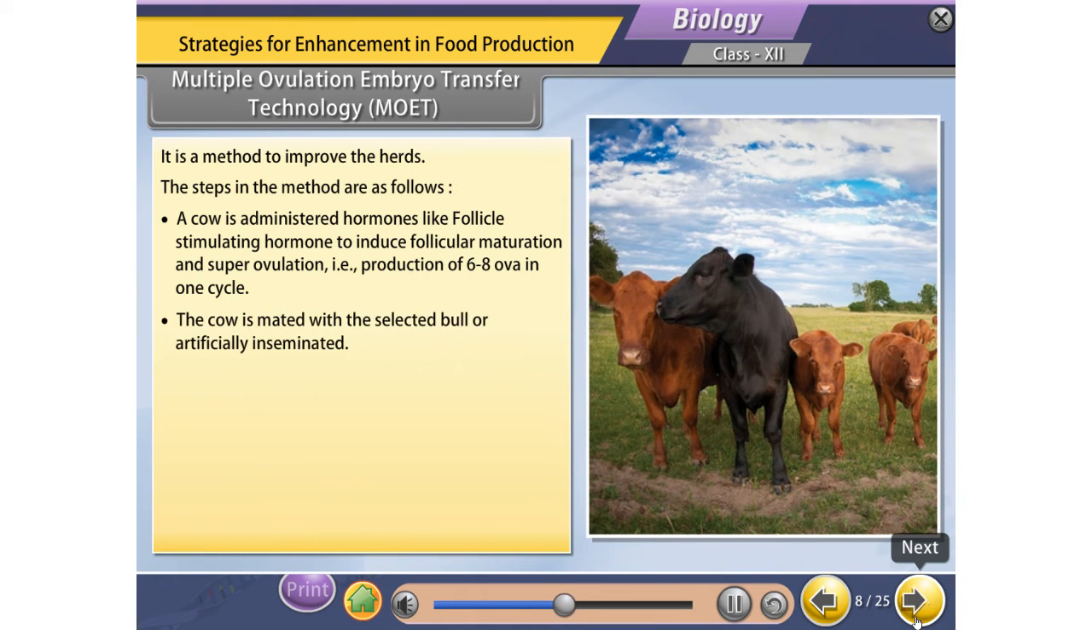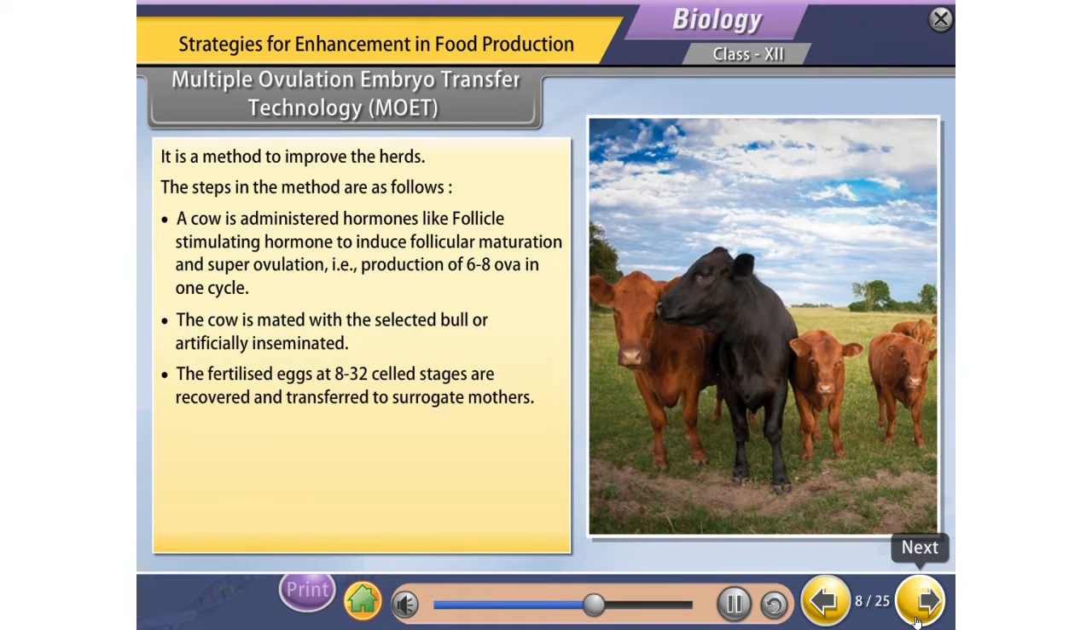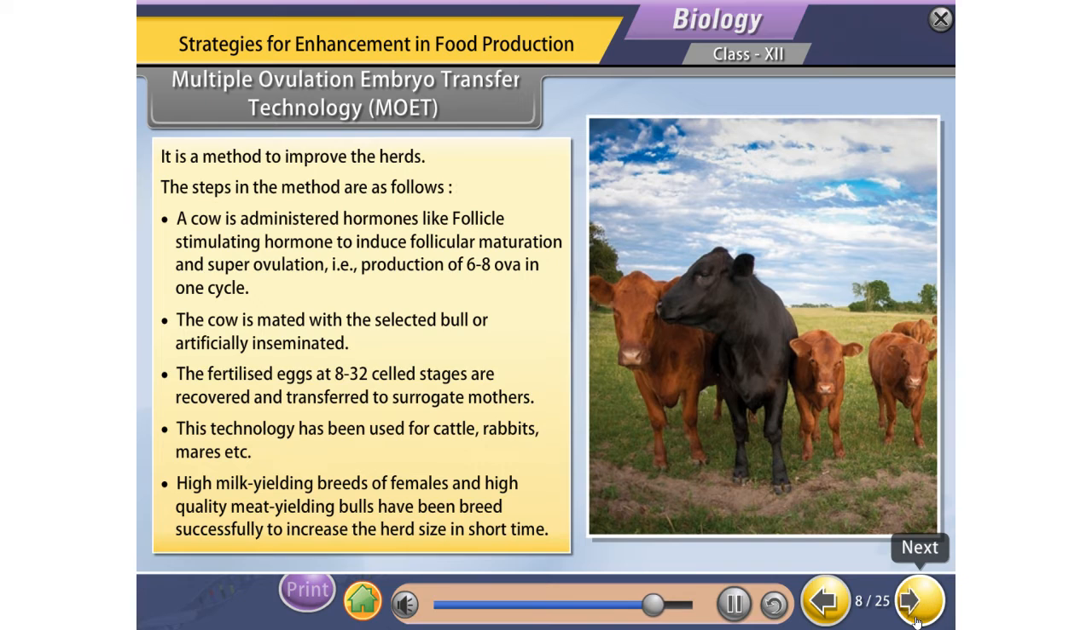The cow is mated with the selected bull or artificially inseminated. The fertilized eggs at 8 to 32 cell stages are recovered and transferred to surrogate mothers. This technology has been used for cattle, rabbits, mares, etc. High milk-yielding breeds of females and high-quality meat-yielding bulls have been bred successfully to increase the herd size in short time.